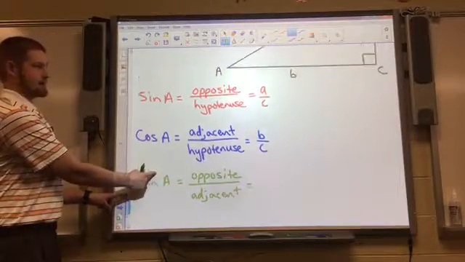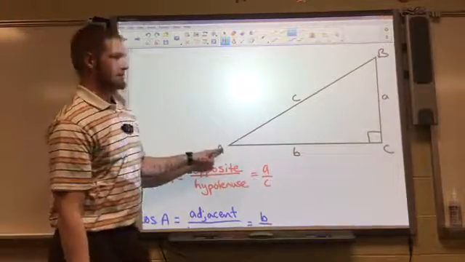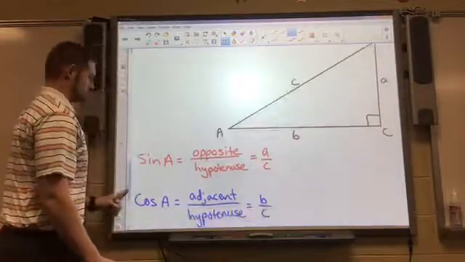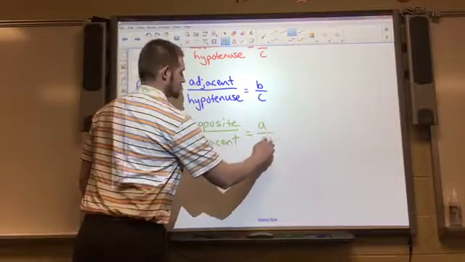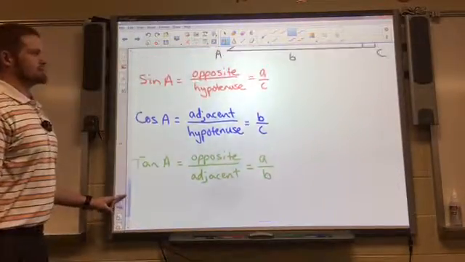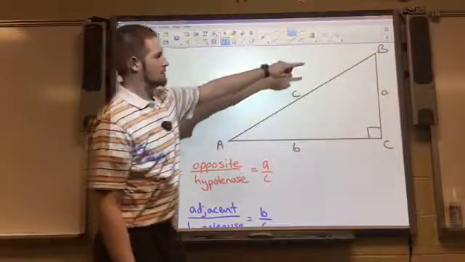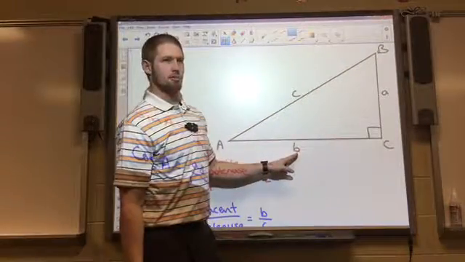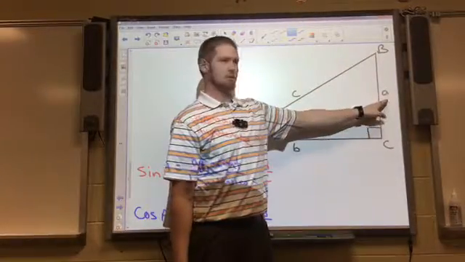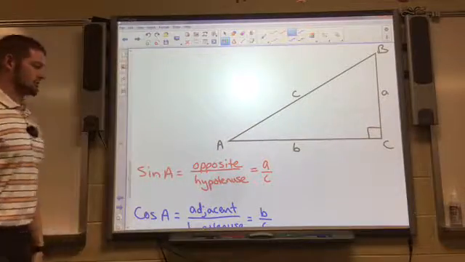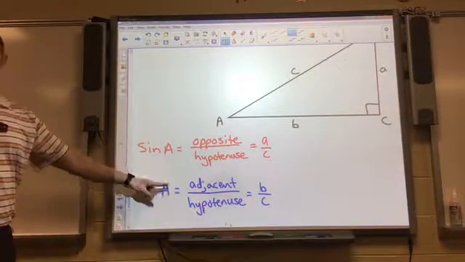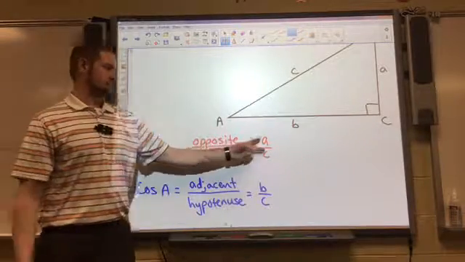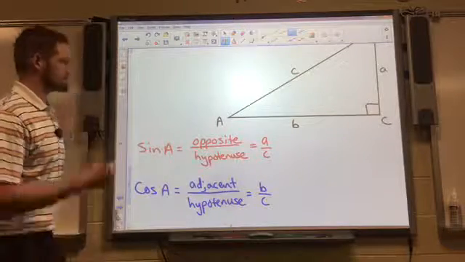So going from A, the opposite of A is A divided by B. Good. What if I found the tangent of B? It'd be opposite, which is B, divided by adjacent, which is A. Okay, so is it going to change when you change what angle you're using? Your opposite over hypotenuse won't, but these letters will change, right? Okay.